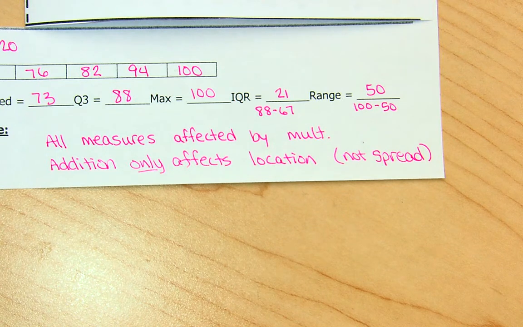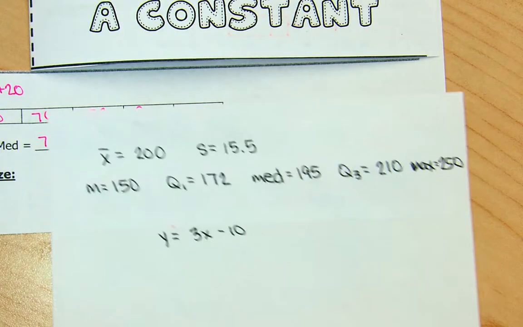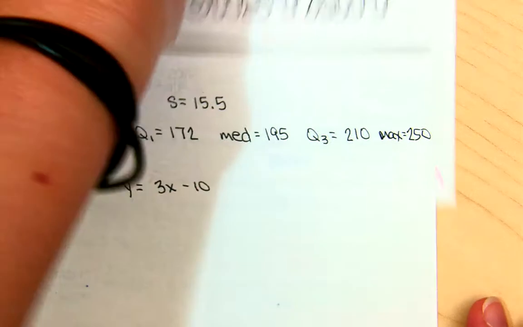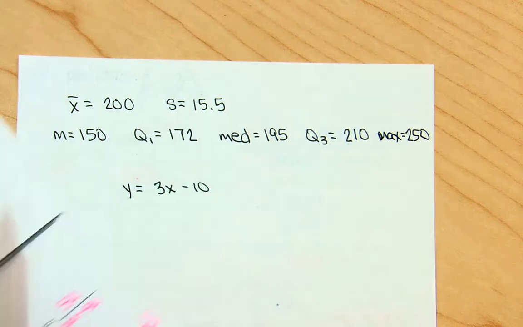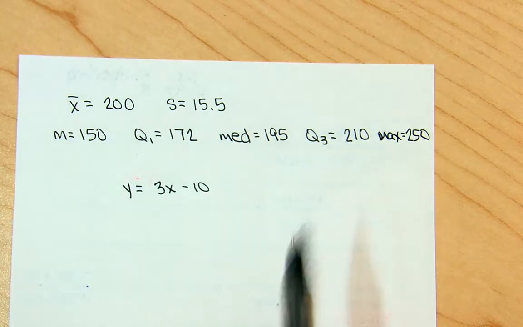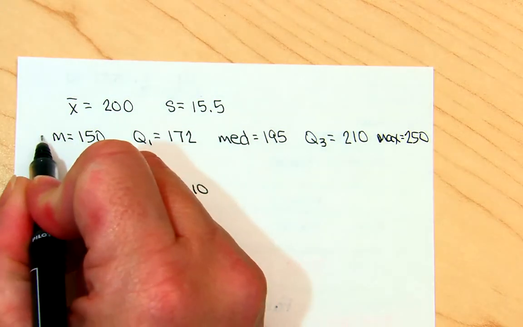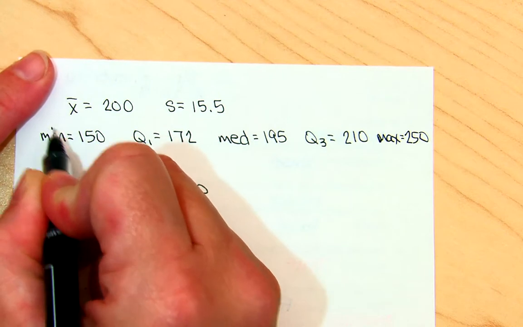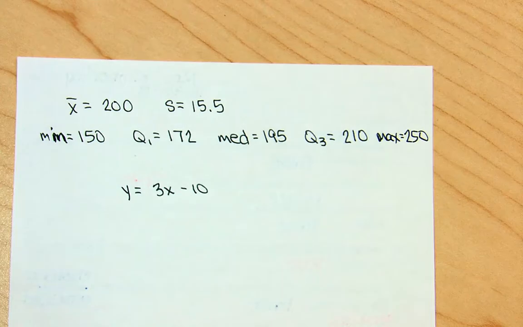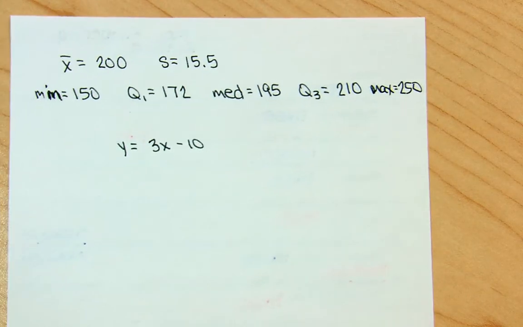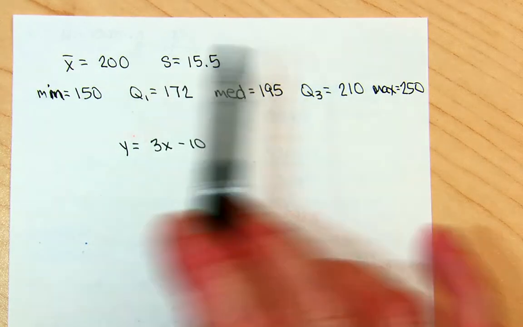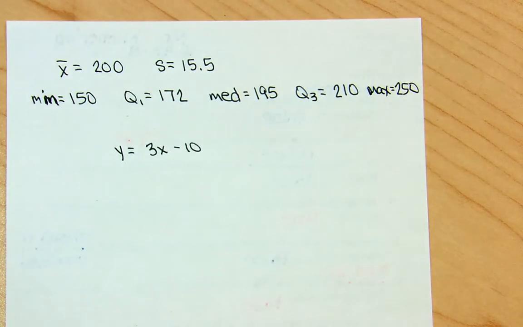Okay, so here's how these problems typically look. Okay, so let's say I give you a set of summary statistics. Okay, so you have your mean, you have your standard deviation, you have your 5-number summary. This is supposed to be min. That says min. And I say I want you to transform these numbers using this formula.